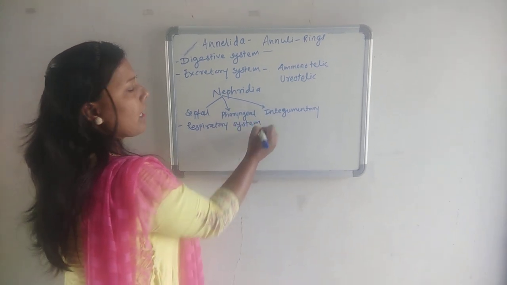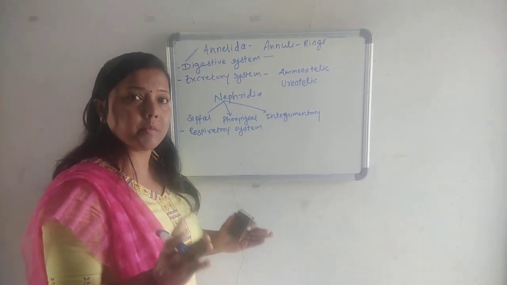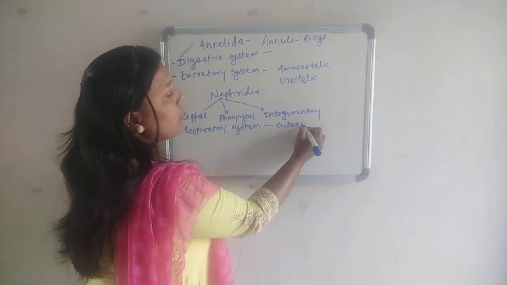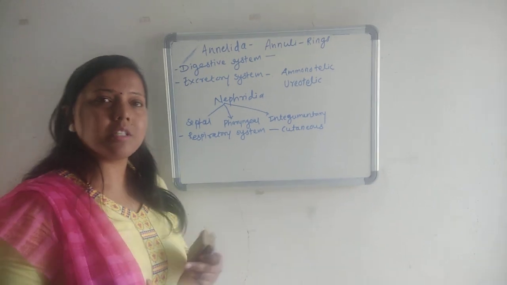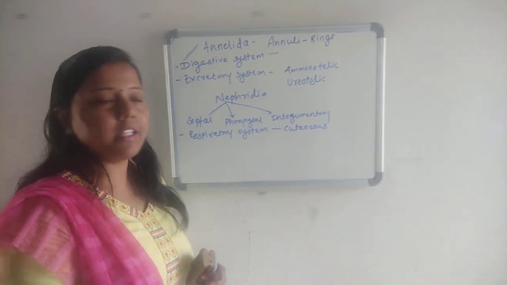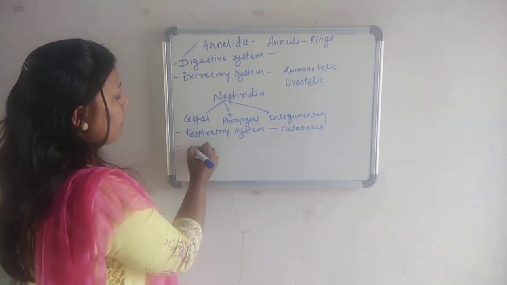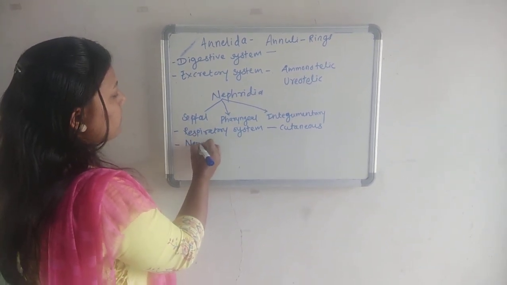Next system is the respiratory system. For respiration, they do not have specific organs, but they show cutaneous respiration. Cutaneous respiration means they respire through their skin. It is called cutaneous respiration.